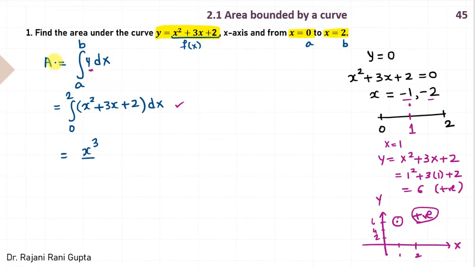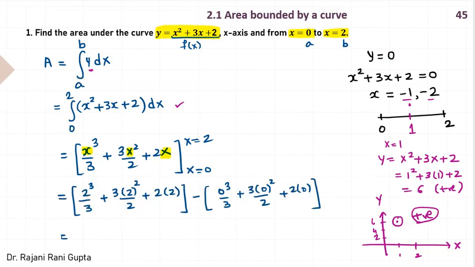Integrate it. X power 3 over 3, 3x square over 2 plus 2x. And limits for x from 0 to 2. Replace all the x one time by 2 and then by 0. You will get your final answer.